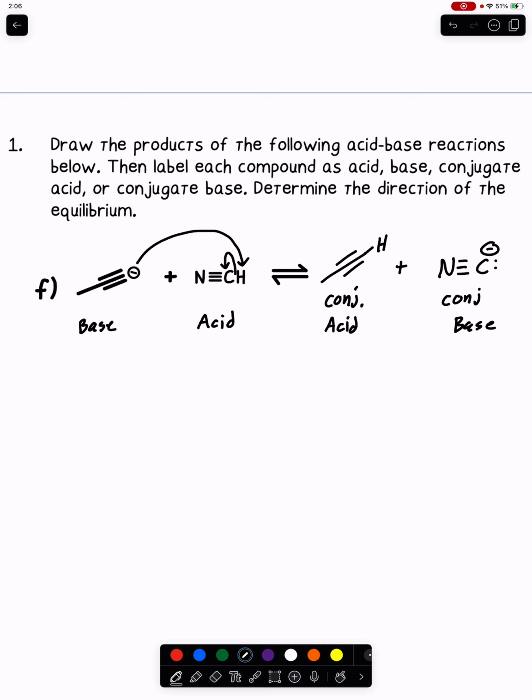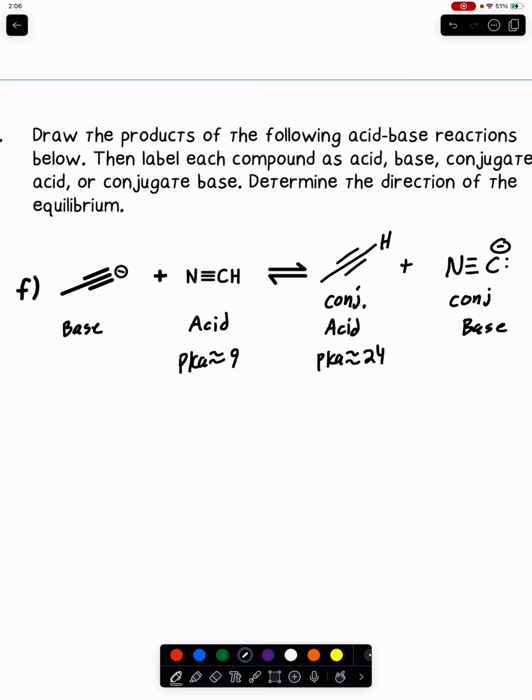All right. So now we have everything labeled, and we just want to figure out which way this is going to go at equilibrium. So again, if we're memorizing pKa's, I'll write this in here again. The pKa of this is about 9. The pKa of this species is about 24. So remember, the lower the pKa, the more acidic, which means the equilibrium is going to go away from that one. So the equilibrium is going to go away from hydrocyanic acid, the one with a pKa of 9. So that lets us know the equilibrium is going to go that way.